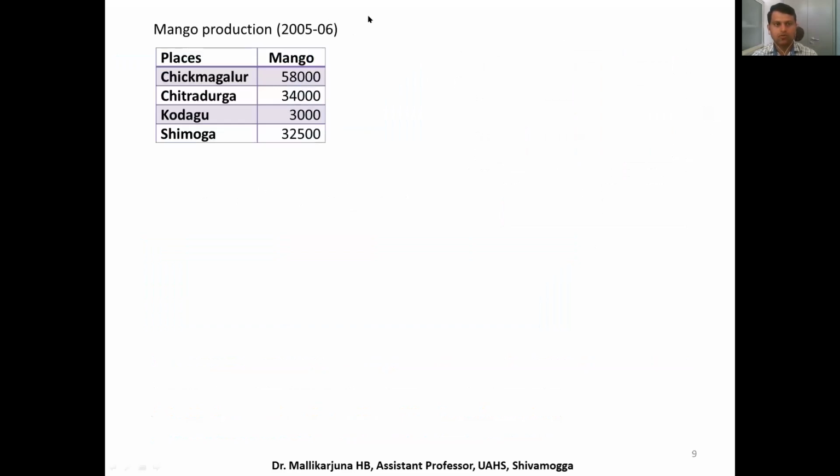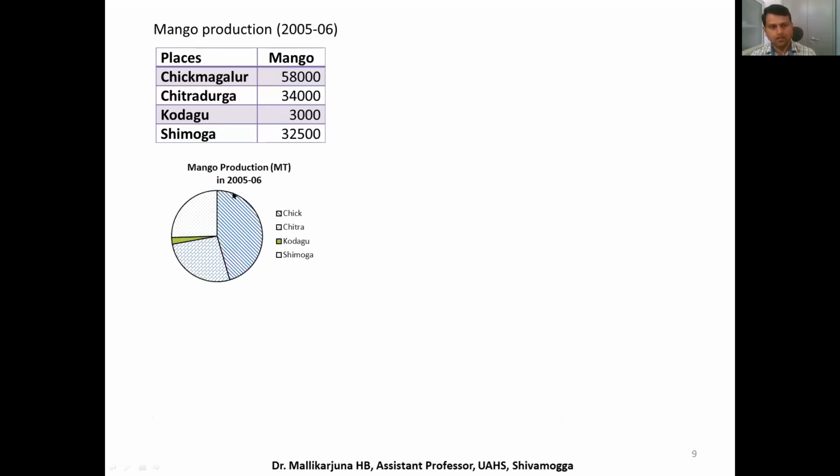Let's consider mango production from this table. Mango production in 2005-6, observations in million tons. This can be used in this type of diagram. So mango production, a different diagram, I have taken here with legend. Here in this diagram, we have converted each volume into angle degrees. Angle is equal to component value divided by total of component values into 360 degrees.